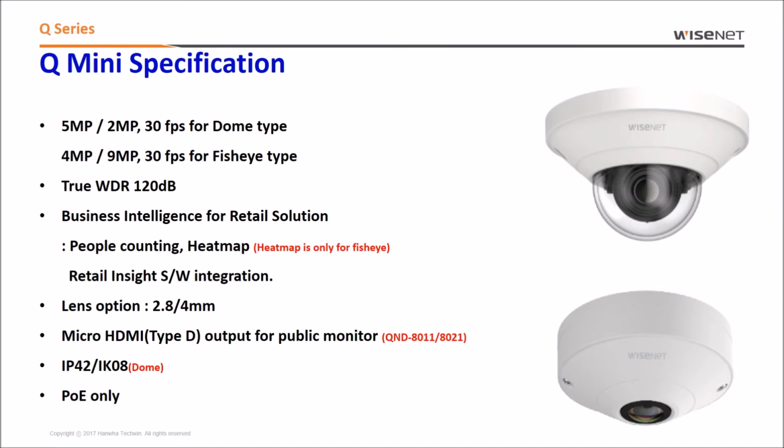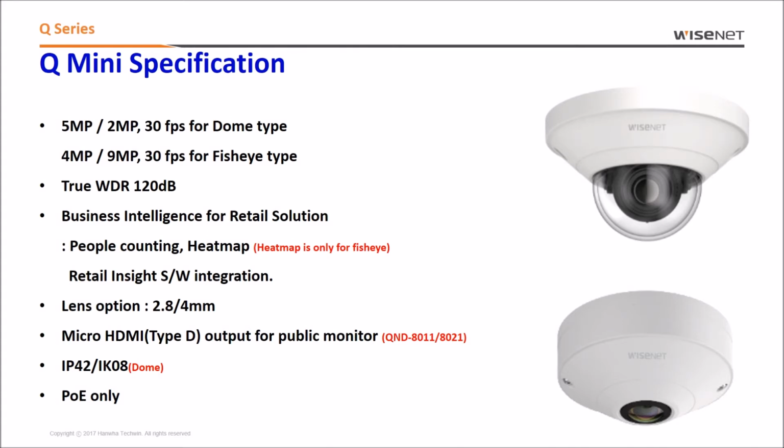Here is the specification for the Q Mini cameras. As I mentioned, we have 5 megapixel and 2 megapixel types for the dome camera, and 4 megapixel and 9 megapixel resolution for the fisheye. All of them support 30 fps. And the camera supports a WDR function, which is 120 dB. Actually, this is quite important because normally they will install this camera at the entrance of the shop for people counting. In that case, there will be a lot of backlight from the outside, so this WDR function is essential.